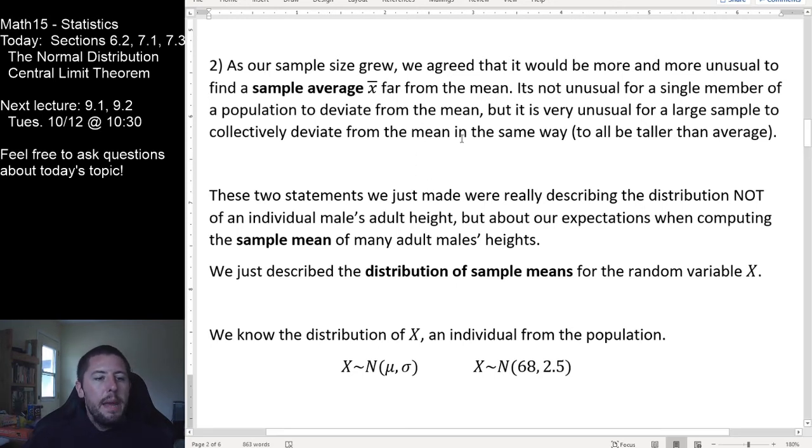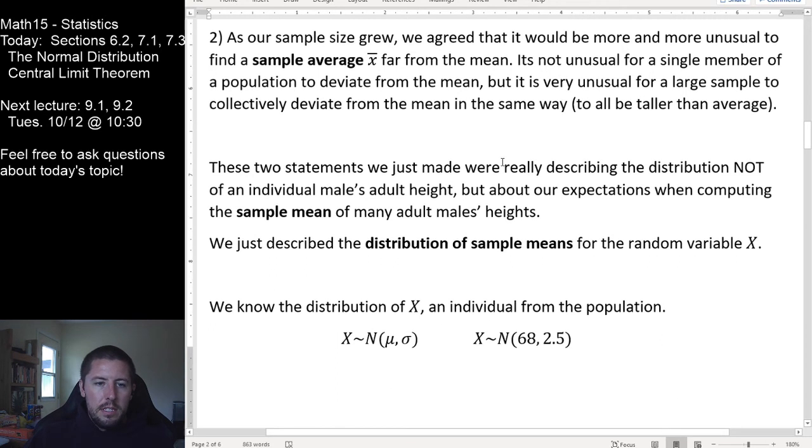This is saying the bigger your group size gets, when they're randomly selected, the more unusual it would be for them to all deviate in the same way, for them to just happen to all be taller than average. That would be really weird. It's not unusual for a single member of a population to deviate from the mean, but it's very unusual for a large sample to collectively deviate from the mean in the same way, for them to all be taller than average.